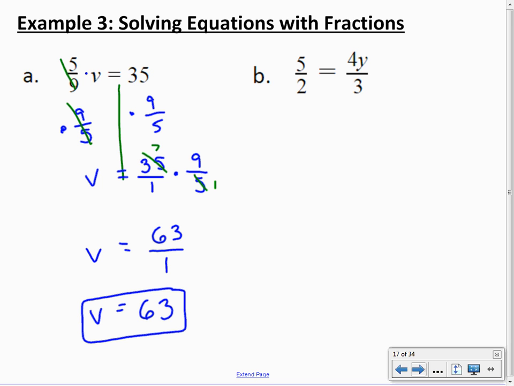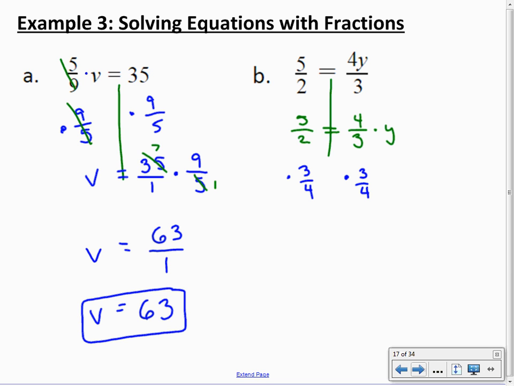All right, another example with fractions. We have 4y divided by 3. Start by rewriting that. 4y divided by 3 would be the same as 4/3 times y. And when I have it written this way, it's easier to see that to get rid of the 4/3 that's multiplying y, we need to divide by 4/3. Or we could multiply each side by the reciprocal, which is 3/4.